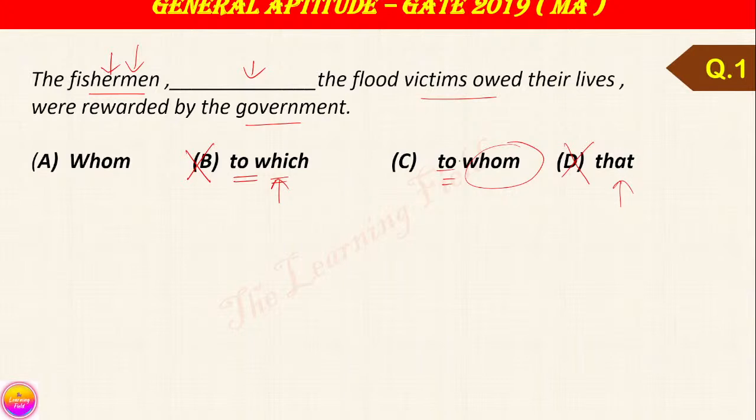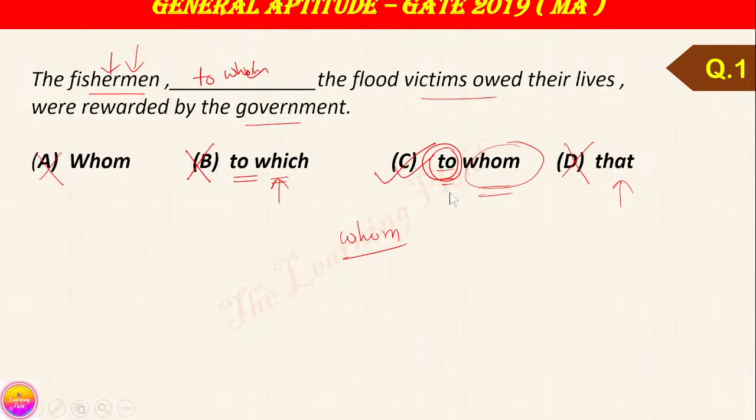'Whom' works as the object of the preposition here. Hence 'to whom' is the correct answer. The fisherman to whom the flood victims owed their lives were rewarded by the government. So 'whom' alone is not correct here, because we need the preposition 'to' to complete the sentence. So this is the correct answer, option number C.